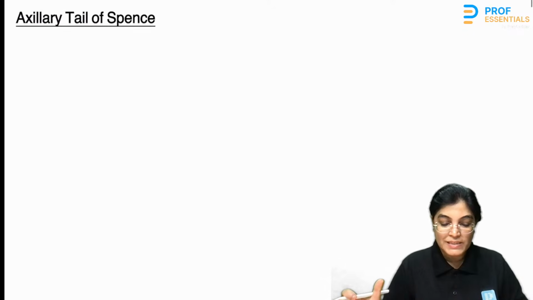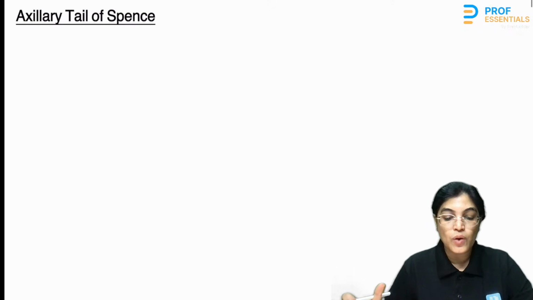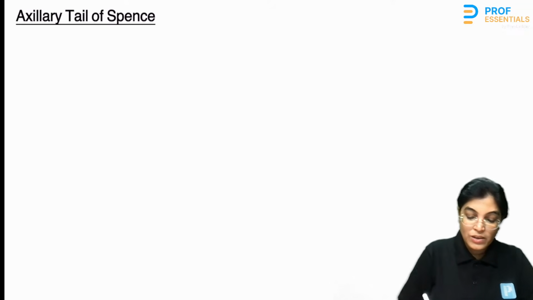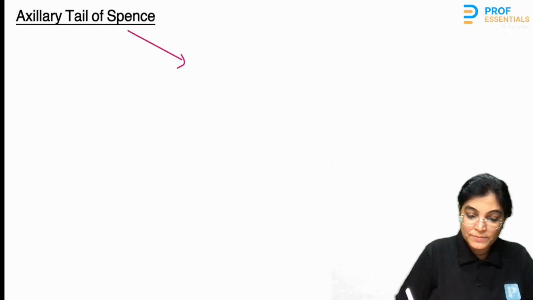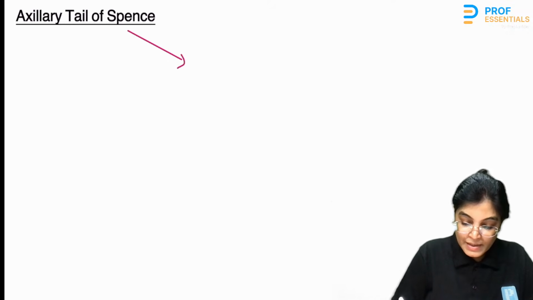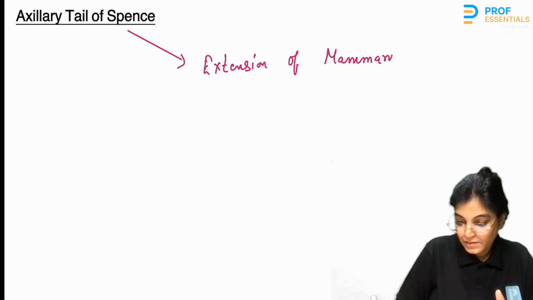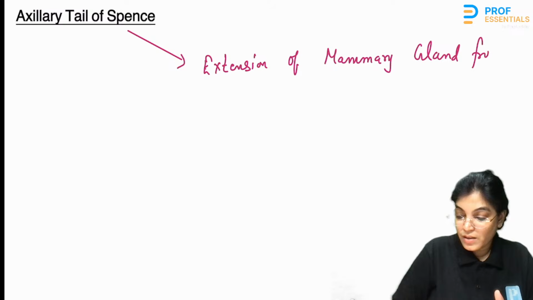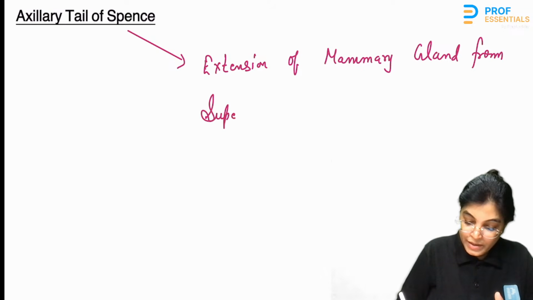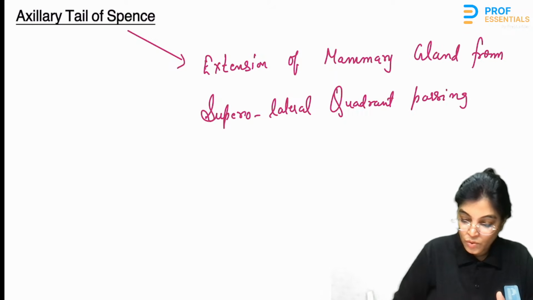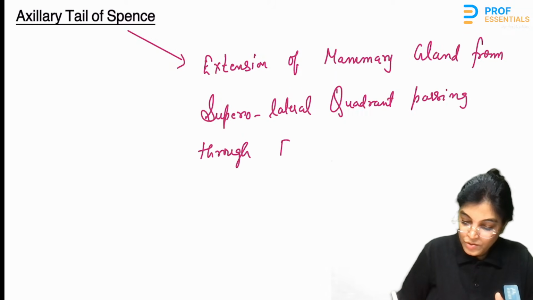Now, basically, the axillary tail of Spence. You have to know the note point about the axillary tail of Spence, which I have already written: the axillary tail of Spence is an extension of the mammary gland from the superolateral quadrant, passing through the foramen of Langer.